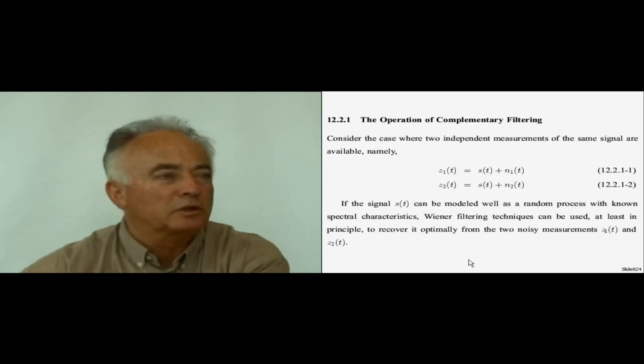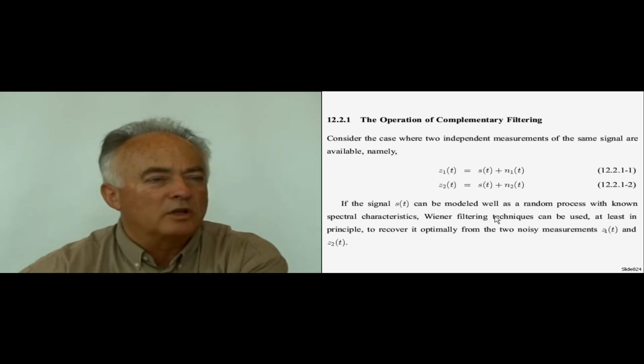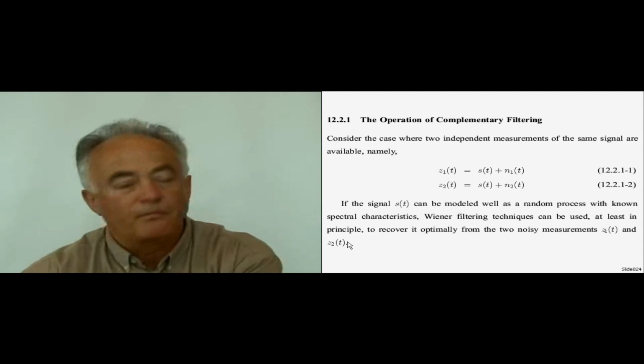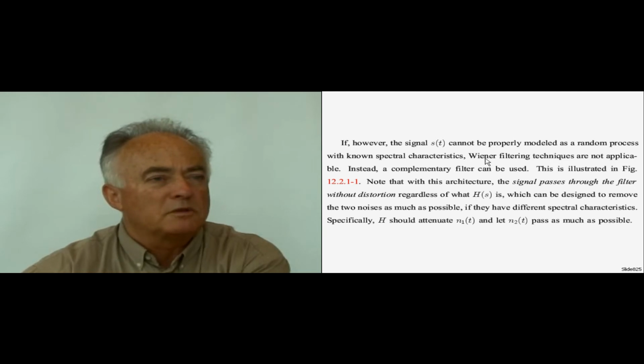How does complementary filtering work? If we have two independent measurements of the same signal, Z1 is S plus N1, Z2 is S plus N2. Now, if the signal S can be modeled well as a random process with known spectral characteristics, Wiener filtering techniques can be used, at least in principle, to recover it optimally from the two noisy measurements Z1 and Z2. However, if the signal S(t) cannot be properly modeled as a random process with known spectral characteristics, Wiener filtering techniques are not applicable. If we don't have effectively a stochastic model for the signal, then we can use a complementary filter approach as follows.